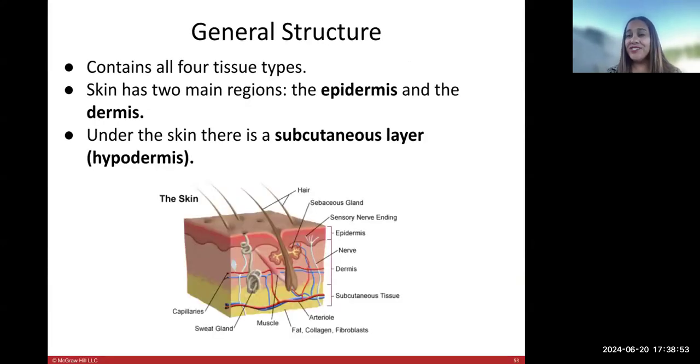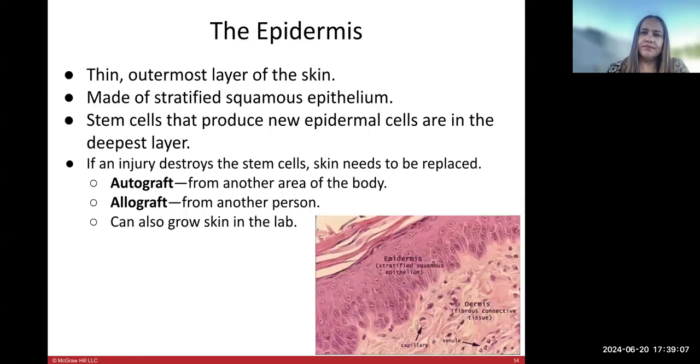It contains all 4 tissue types. The skin has 2 main regions, the epidermis and the dermis. And then under the skin, there's a subcutaneous layer that we sometimes call the hypodermis. The epidermis is the thin outermost layer of the skin. It's made of stratified squamous epithelium, so flat cells, but many layers of them. Stem cells that produce new epidermal cells are in the deepest layer. If an injury destroys the stem cells, the skin needs to be replaced. Our skin needs to be replaced every day anyways. We lose skin cells. Our skin cells only last about 2 weeks.